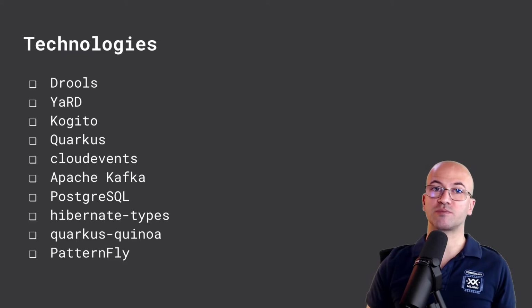Because we're using specifically PostgreSQL for very interesting type capabilities that this data store has, then we can use Hibernate types to define our custom types on top of it. And finally, we're using Quarkus Quinoa together with Patternfly for the UI.